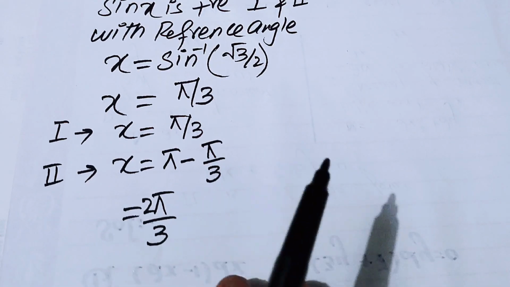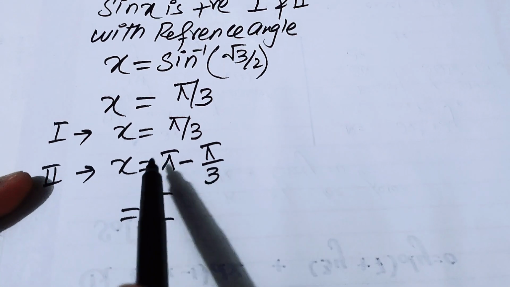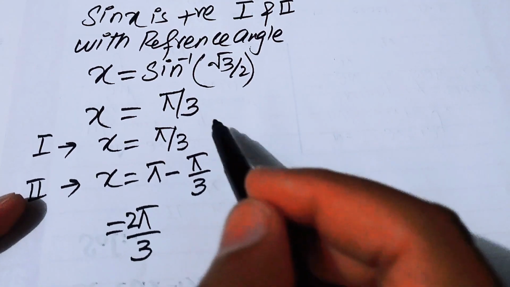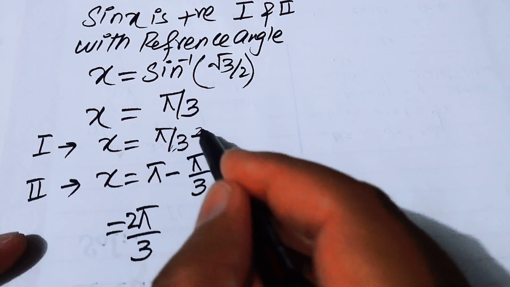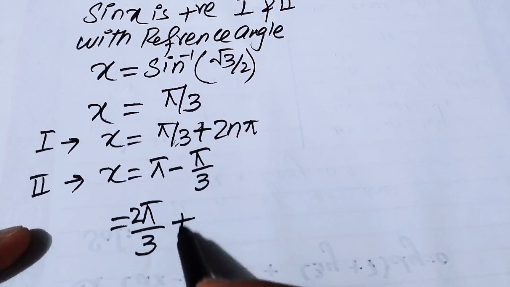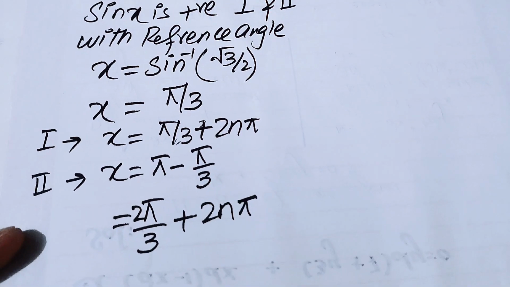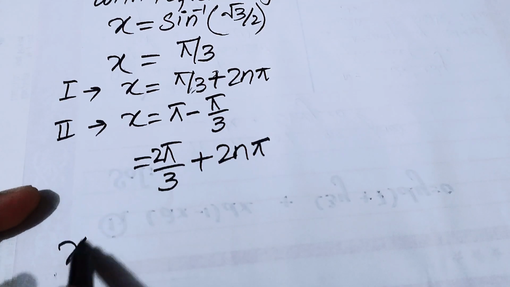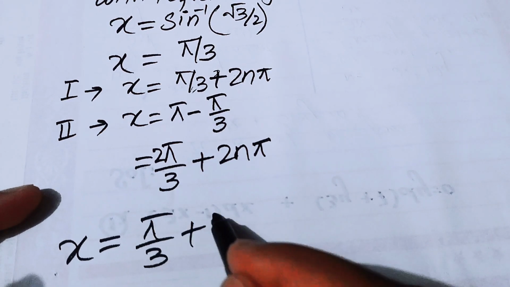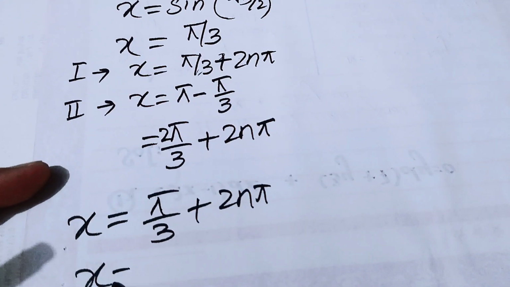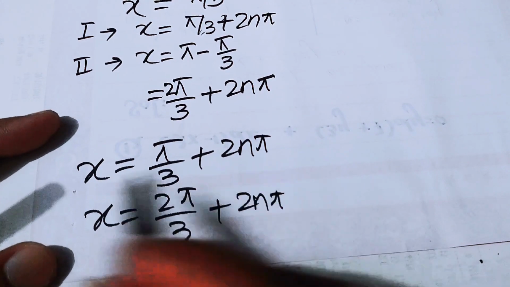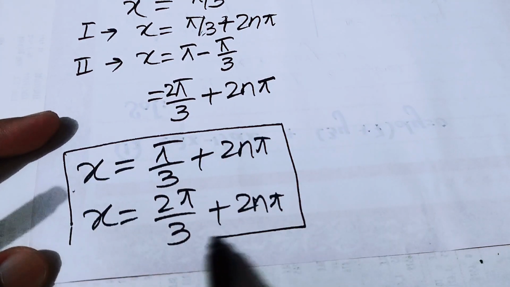And now you can see that the period of sine is 2 pi, so I can write generally plus 2n pi. I can just add the period of sine in both of the equations, which is 2n pi. So here you have two solutions: x equals pi by 3 plus 2n pi, and x equals 2 pi by 3 plus 2n pi. Here you have the two solutions.